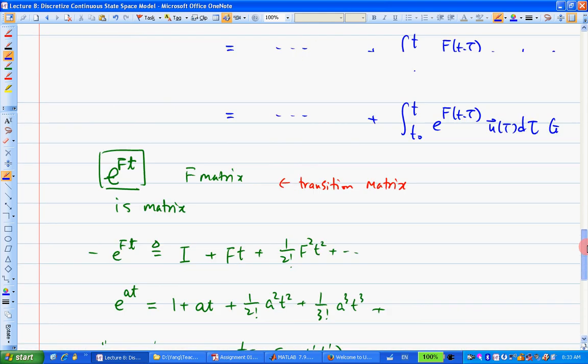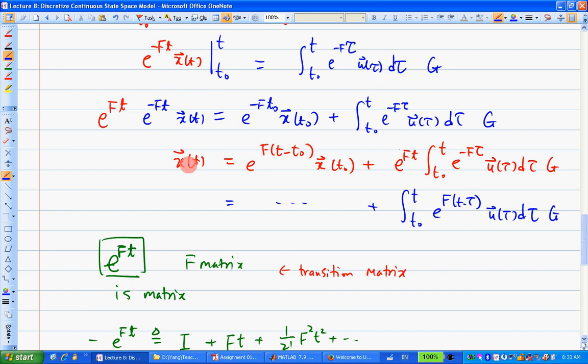Alright, let's look at our solution here. Here's our solution: x of t equal to this bunch plus this guy here. Now the solution here is with respect to the time instant t and the instant t naught, right? So let's replace the t naught with t_k, and replace the t with t_k plus 1.